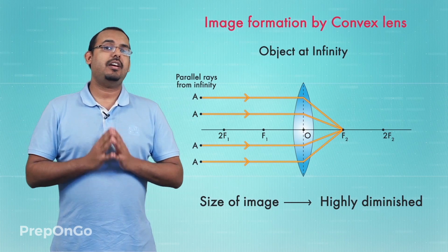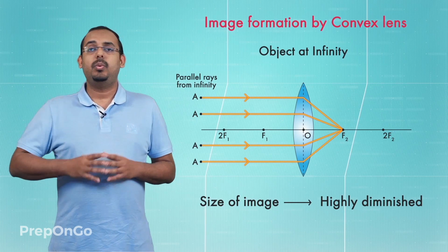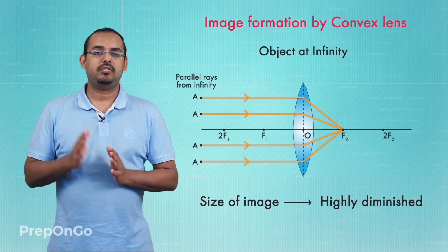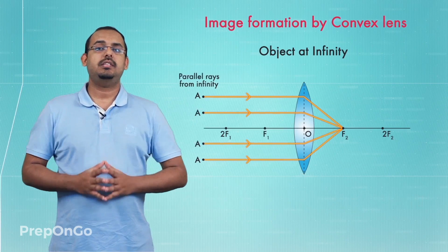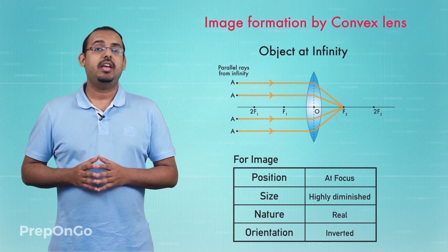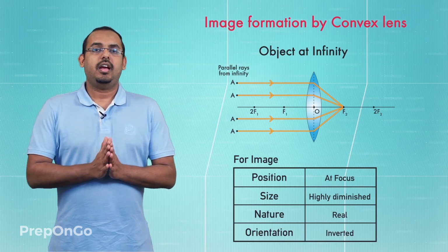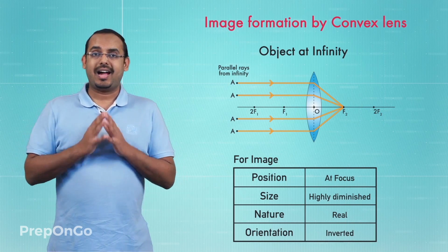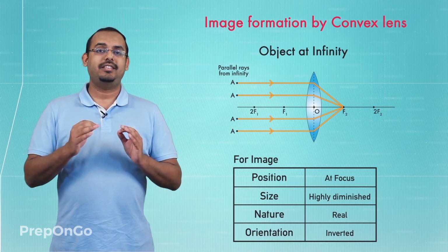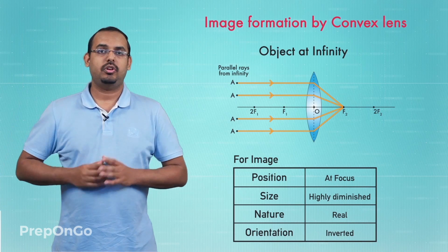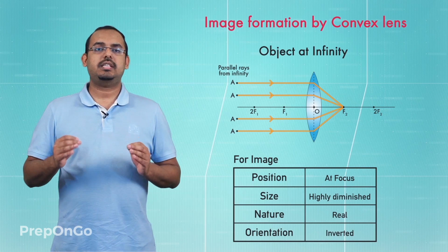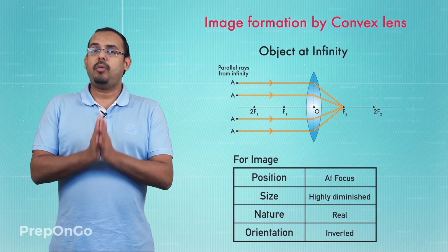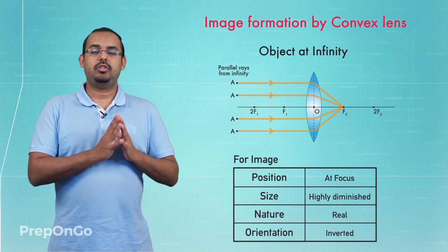So if we compare the size of the image to the size of the object, we can say that the size of the image in this case is highly diminished when compared to the size of the object. So in this case, where an object is placed at infinity with respect to the convex lens, a real and inverted point size image, a highly diminished image, is formed at the focus of the convex lens. So this is the first case of image formation with a convex lens, where the object was placed at infinity with respect to the convex lens.